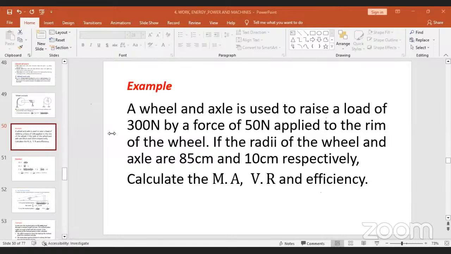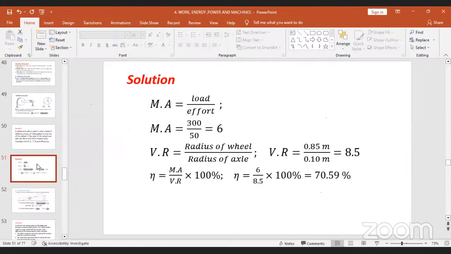Let's look at the working then. That's our working. Mechanical advantage 6, as people are saying. Velocity ratio, that is the working, 8.5. And efficiency 70.59.